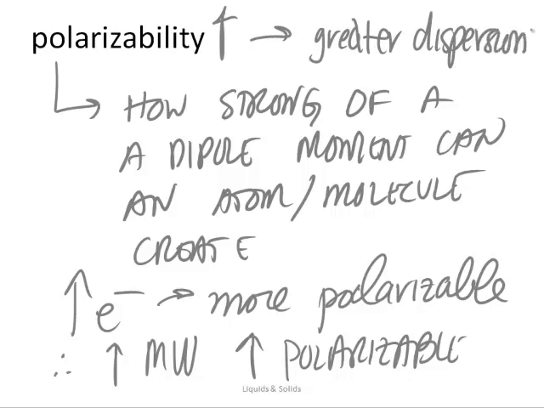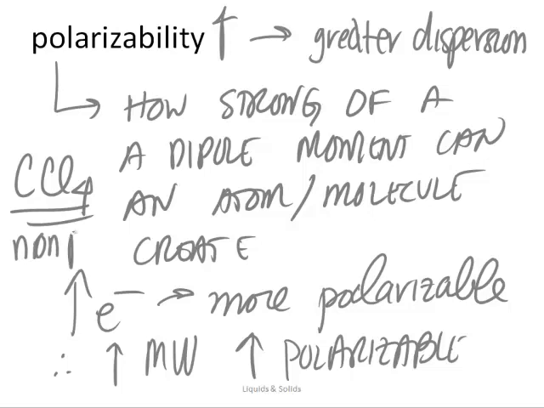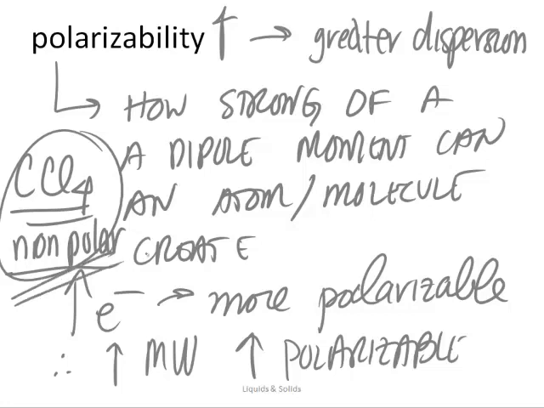So a molecule like CCl4, carbon tetrachloride, we've taken a look at that molecule. It is nonpolar, but it's got 4 pretty big chlorine atoms that have a lot of electrons. It's very polarizable. Carbon tetrachloride is a liquid at room temperature, whereas something like methane, CH4, is a gas at room temperature, because carbon tetrachloride's dispersion forces increase because it's more polarizable.